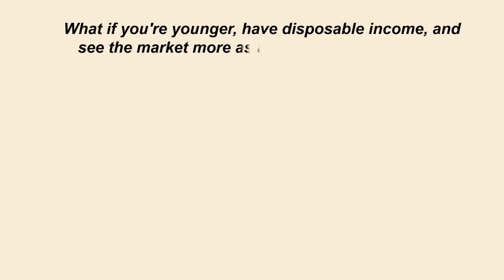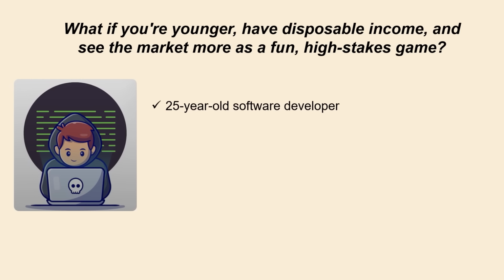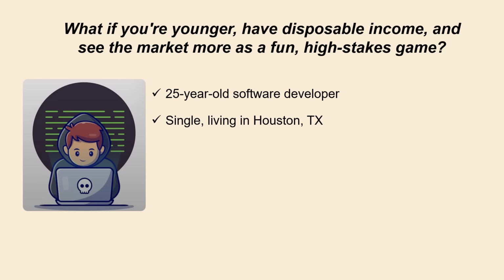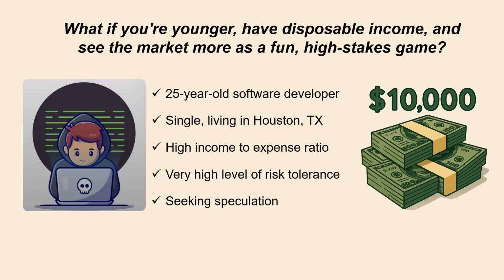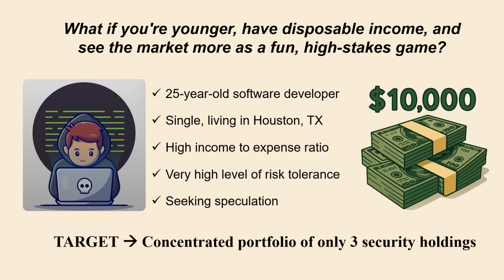But let's say you're younger, have disposable income, and see the market more as just a fun, high-stakes game to play. That brings us to our second profile. For this next scenario, I gave ChatGPT a more detailed prompt. Assume that I'm a 25-year-old software developer living in Houston. Single, with high income to expense ratio, high risk tolerance, and seeking to speculate. This hypothetical investor is not worried about downside risk or retirement. He just wants to make as much money as possible from his $10,000 of cash. And he's going to target a concentrated portfolio with just 3 security holdings.